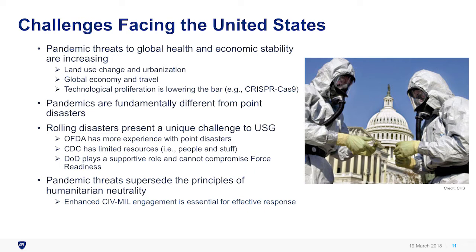Pandemic threats also, I think, and this is a really important point because I came from a humanitarian NGO that worked in war zones and was really strict on maintaining the principles of humanitarian neutrality, for a variety of reasons. But pandemics throw all that out the door, right? You no longer have the luxury of keeping that fine line there, if it ever was there fully, because you're going to require enhanced civilian and military engagement to respond effectively to a pandemic. And the bigger the threat, the bigger the need. And so this, to me, in large part, is a different kind of problem.